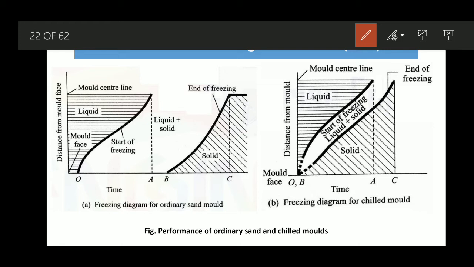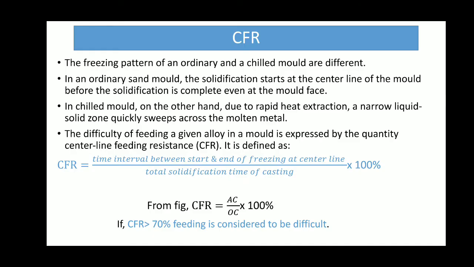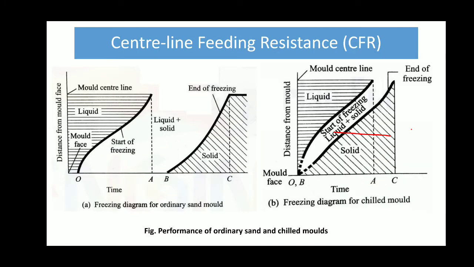Figure A is the freezing diagram for an ordinary sand mold, and the second one is with a chill mold. That means we are using a chill. Now basically, in an ordinary sand mold, that is the left figure, the solidification starts at the center line of the mold before the solidification is complete, even at the mold face. Now at the mold face is where the solidification is complete.